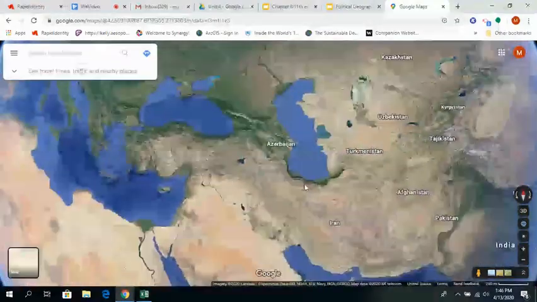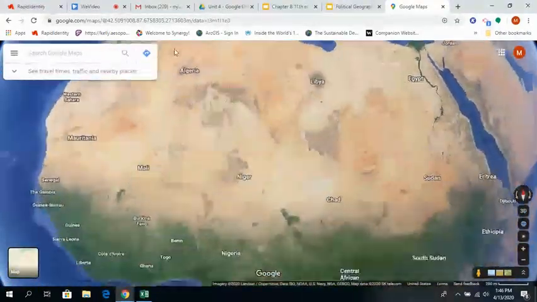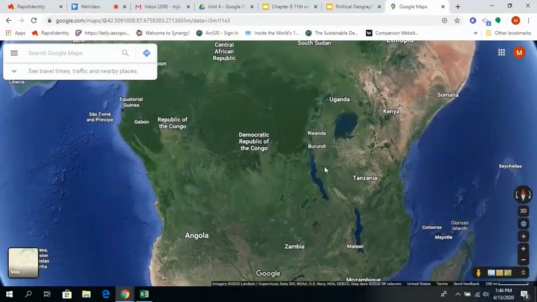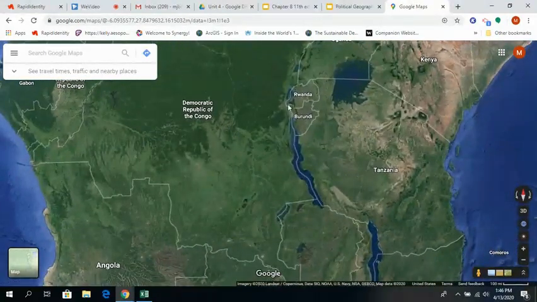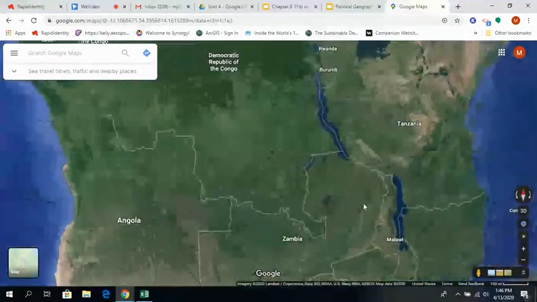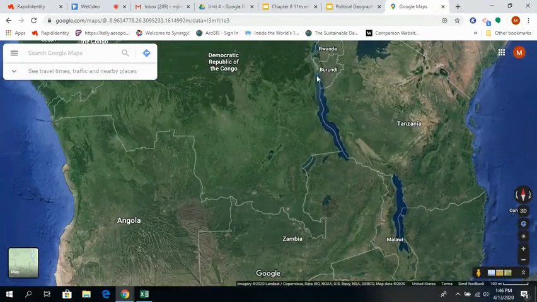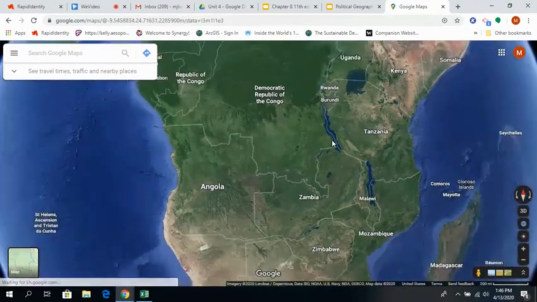And a number of other physical boundaries. You can see some physical boundaries in Africa, although many of them were superimposed. Rivers and lakes were used to form natural boundaries between different countries in Africa. So, for example, this boundary here between Tanzania and the Democratic Republic of the Congo.